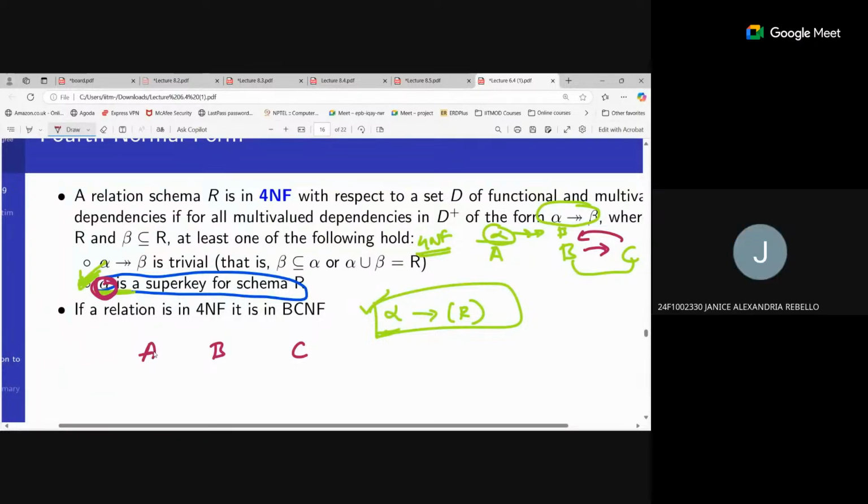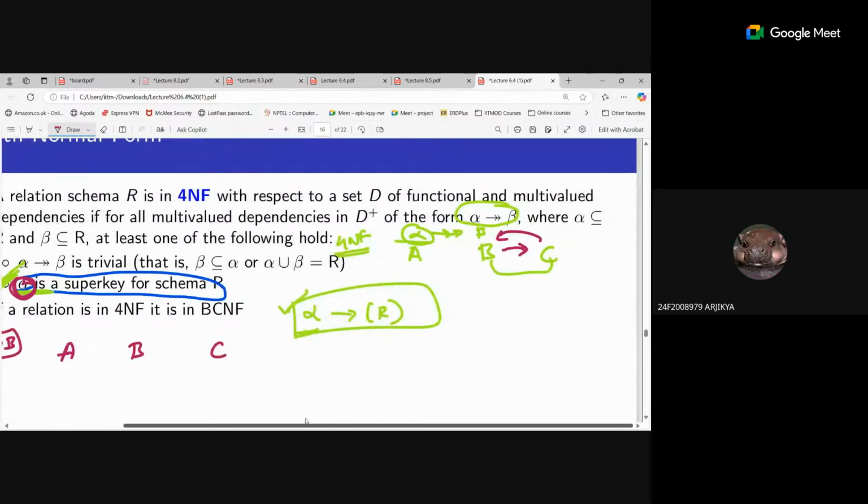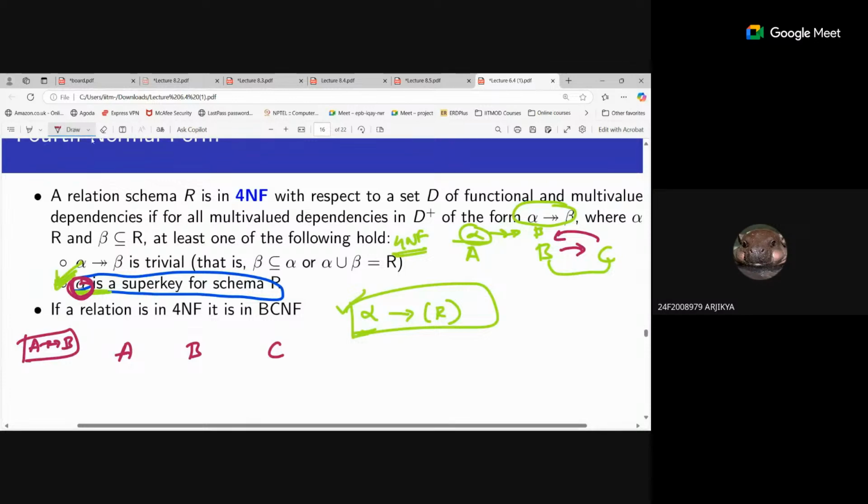What do you mean by two being independent? For these conditions, the first one is for MVD and the second is for functional dependencies. The first is used to check MVD; super key is not applied in checking triviality of MVD. The first one is for MVDs, and the second one, super key, is for functional dependencies. Can you read the first condition?